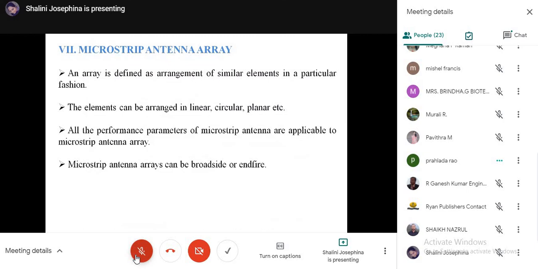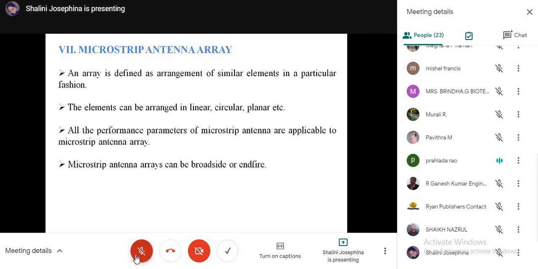Now coming to microstrip antenna array. Everybody might be knowing what is an array. An array is defined as an arrangement of similar elements in a particular fashion. That arrangement can be either linear, circular, planar, elliptical, etc. Another important point to be noted is that all the performance parameters of microstrip antenna are applicable to microstrip antenna array, which I'll be discussing later.